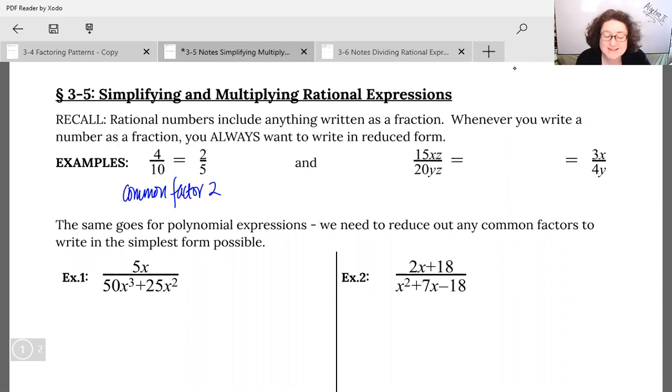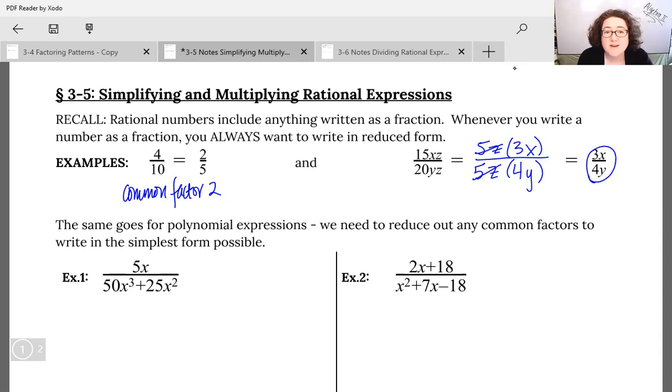So we have 15xz and we have 20yz. What would be my common factor between those two terms? Between 15 and 20, I could take out a 5. And between xz and yz, we have a z in common. If I factor out a 5z from both of those expressions, in the numerator we'd be left with a 3x, and in the denominator, if we factor out that 5z, we'd be left with 4y. As long as I have that common factor, that simplifies out, and we're left with just the remaining factors, the 3x and the 4y.